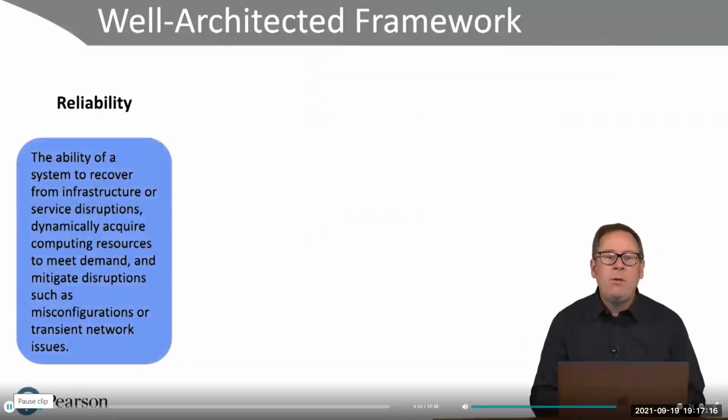Before we go through those question domains and discuss them in detail, let's talk about the well-architected framework from a more summary perspective so that you can understand how the different pillars fit together. The first of these is reliability. This is the ability of a system to recover from infrastructure or service disruptions, dynamically acquire compute resources to meet demand, and mitigate disruptions such as misconfigurations or transient network issues.